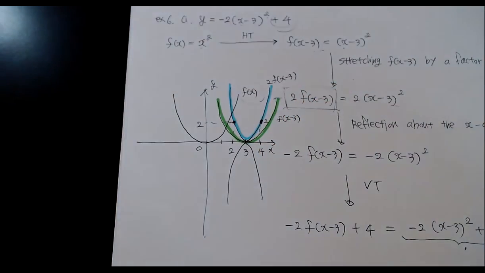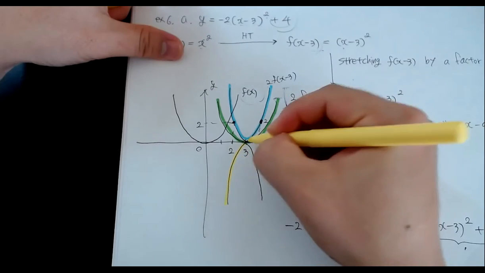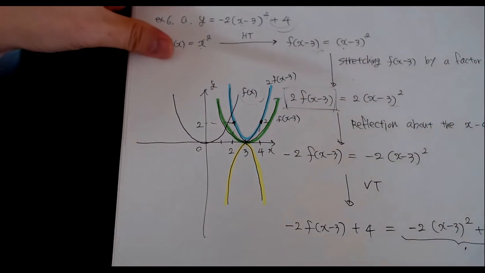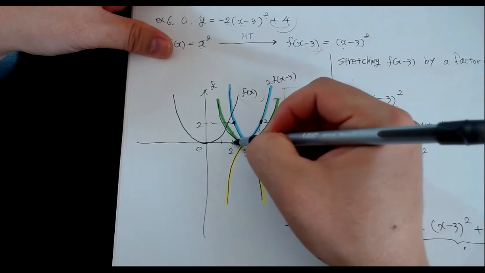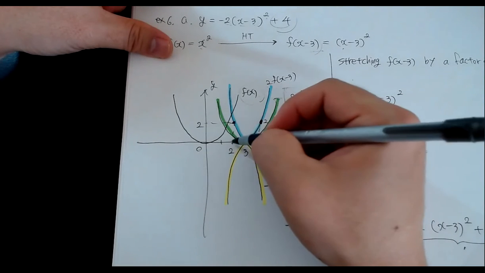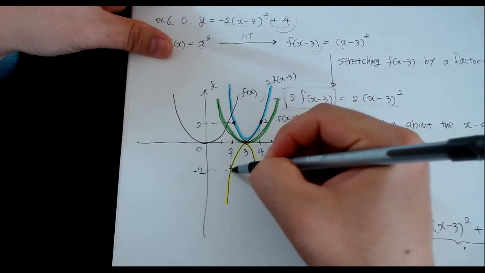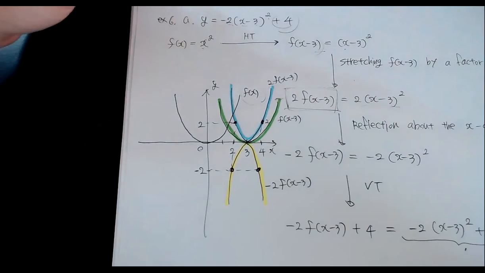It's going to be this one. Right? Okay. Now, this is negative 2 times f of x minus 3. So when x is 2, we're not going to get 2, but we're going to get negative 2 right here. When x is 4, we're going to get negative 2.